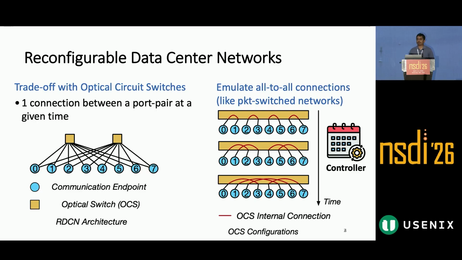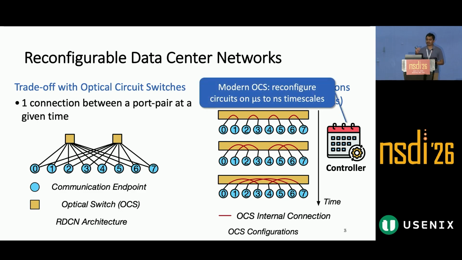Therefore, if you want to emulate all-to-all connections like a packet switch network, we require a controller which basically cycles through a schedule, and in the schedule, during each time slot, it will connect different pairs of nodes. And some of the modern optical circuit switches can reconfigure circuits on microsecond or even nanosecond time scale.